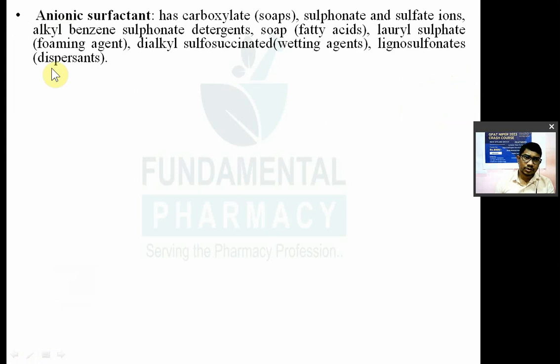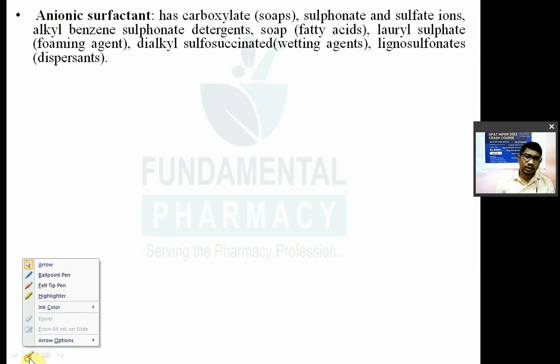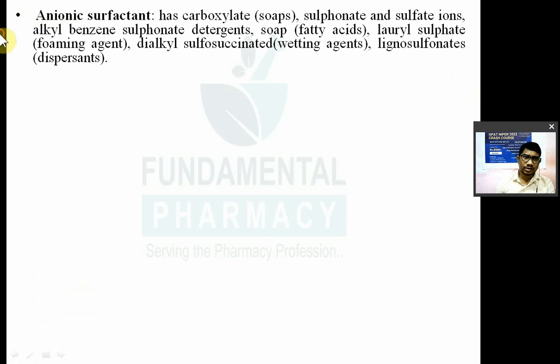First one is the anionic surfactant. Anionic मतलब क्या, negatively charged. Anion होता है ना, anion negatively charged होता है. So anionic surfactants will have a negative charge. So example is a carboxylate. They will have very common negative anions, like carboxylate, as in the case of soap surfactant. Then sulfonate, sulfate ions, okay. Alkyl benzyl sulfonate, so they are known as detergents. Then soaps of fatty acids. Lauryl sulfate is known as a foaming agent.